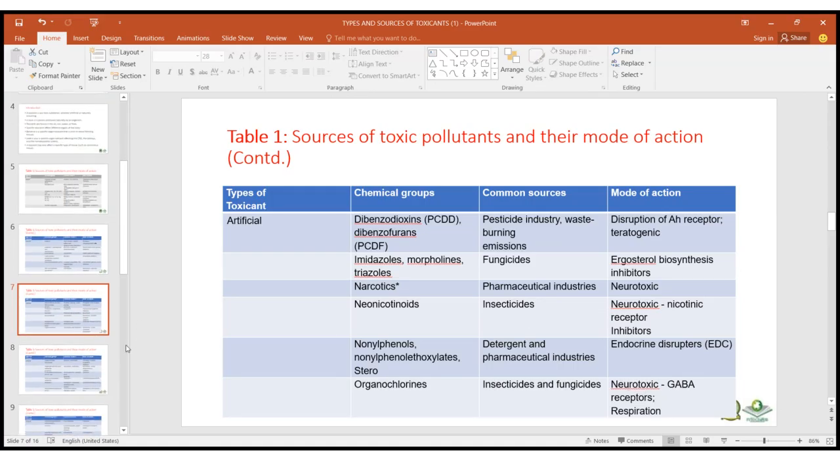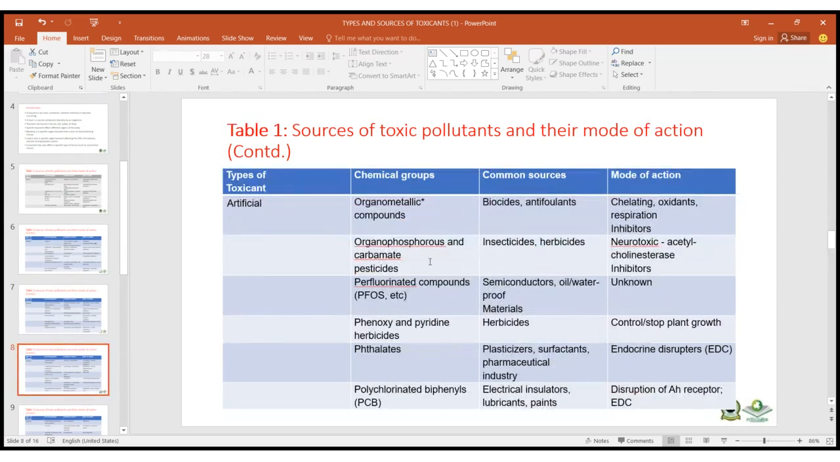We also have many of them. The organometallic compounds, organophosphorus compounds, carbamates, pesticides. Now, these are insecticides and herbicides, and they are also neurotoxic. Specifically, they inhibit acetylcholinesterase. They inhibit the activity of acetylcholinesterase. That's the enzyme that works in the nerve endings, helping you to coordinate very well.